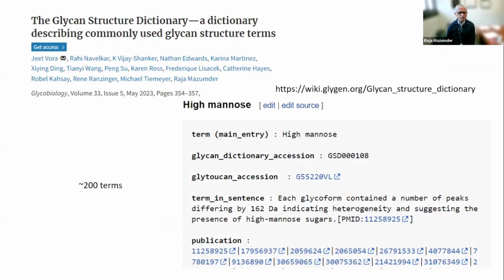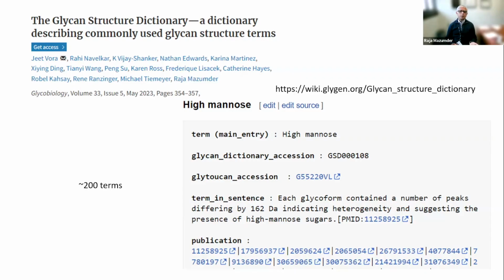There is another project that we are very excited about. There was a paper that Jeet and others published on a glycan structure dictionary. So the issue is, in genes, recent papers, for example, the majority of the papers are using the gene names that are HGNC gene names, which means that there's a standard that most people are following. But when people are describing glycan structures, there is quite a bit of variability.